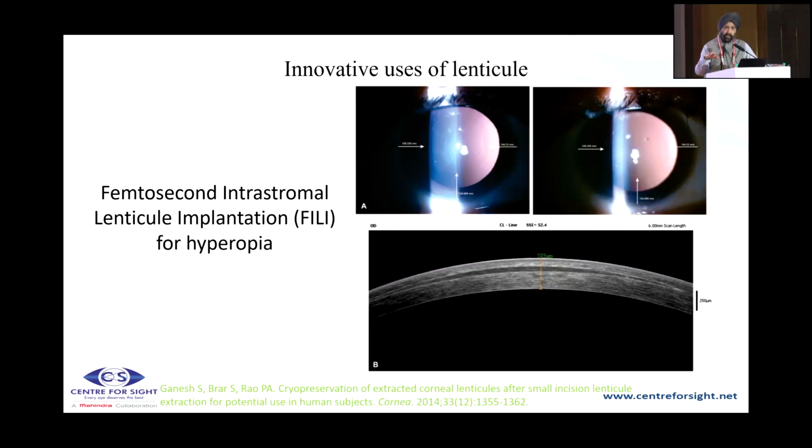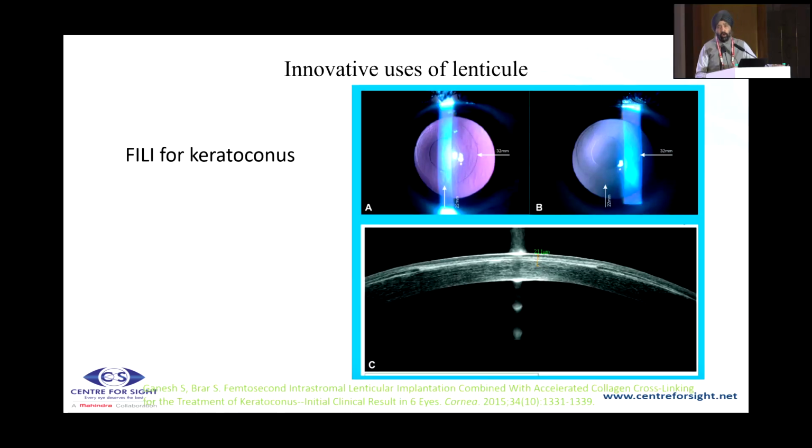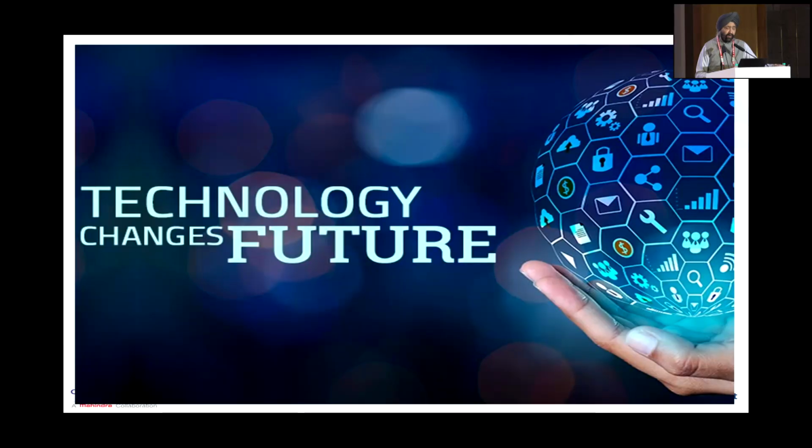Pre-fixed lenticule implantation has been described for hyperopia correction. So if you make a pocket, you take a prefixed minus, say 3, and you can put it into the pocket and that will cure hyperopia. Sri Ganesh has shown this. Also, it has been used as an innovative use of the lenticule for keratoconus because you are supplanting tissue and there is a flattening of the cornea.